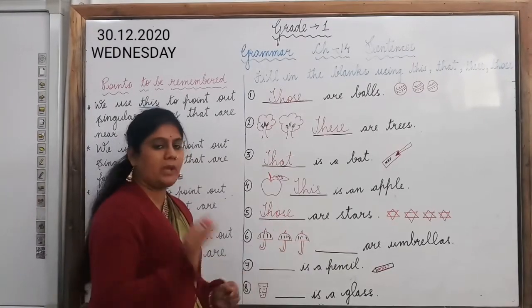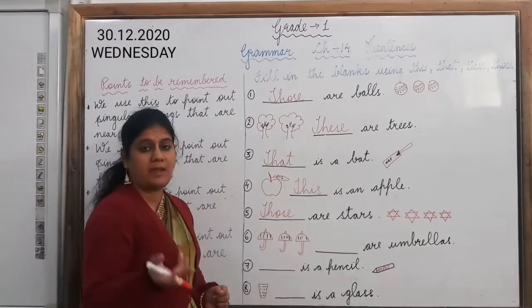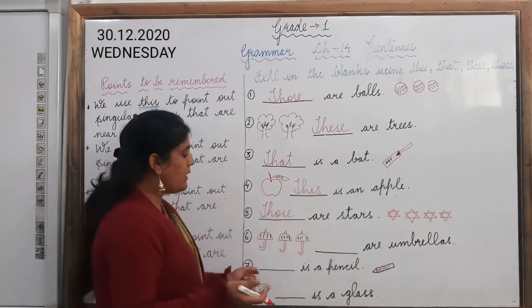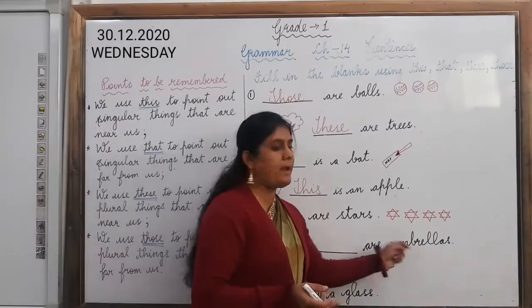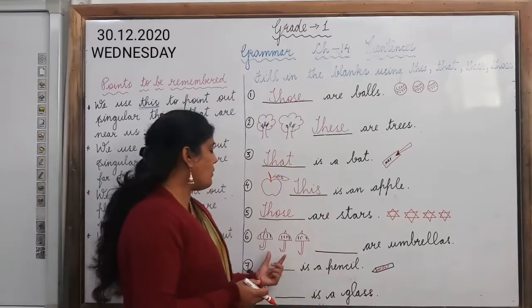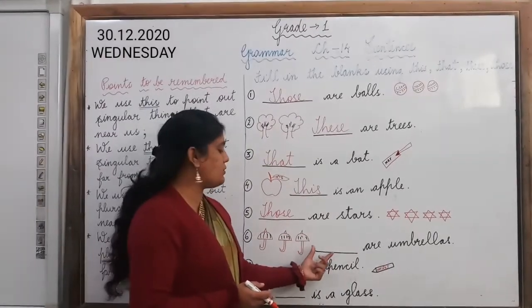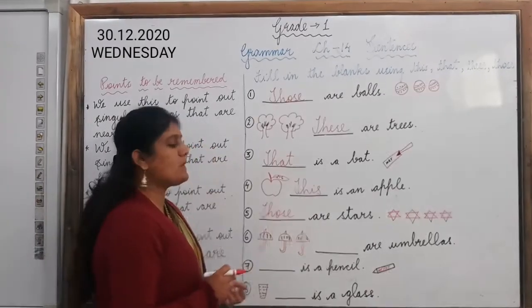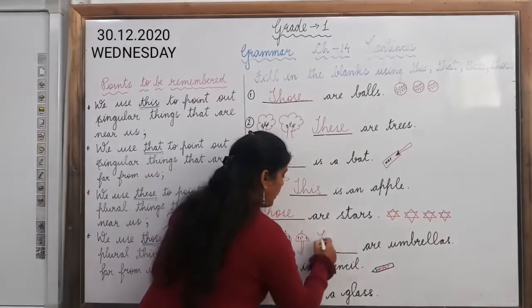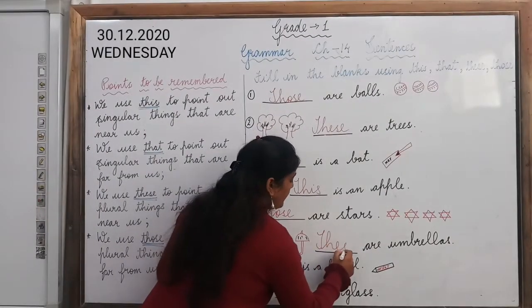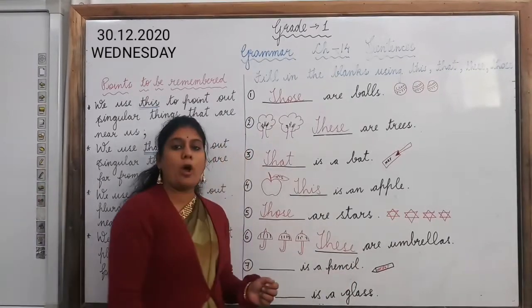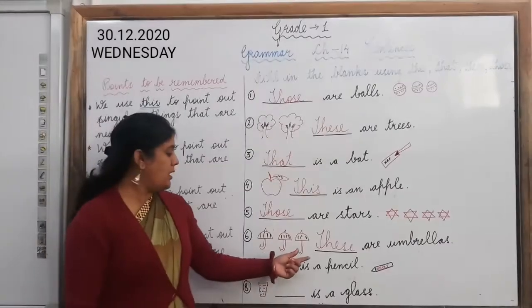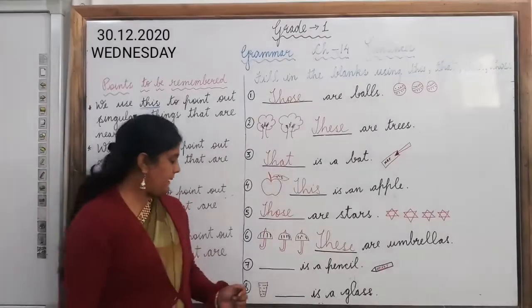Sixth is, you can see a number of umbrellas I have drawn here. 1, 2, 3. 3 umbrellas are there. That means plural in number. So dash are umbrellas. As you can see, these umbrellas are near to the blank, or we can say near to us also. So we will use the word these here. Because I have already explained to you that we use these to point out plural things which are near to us.